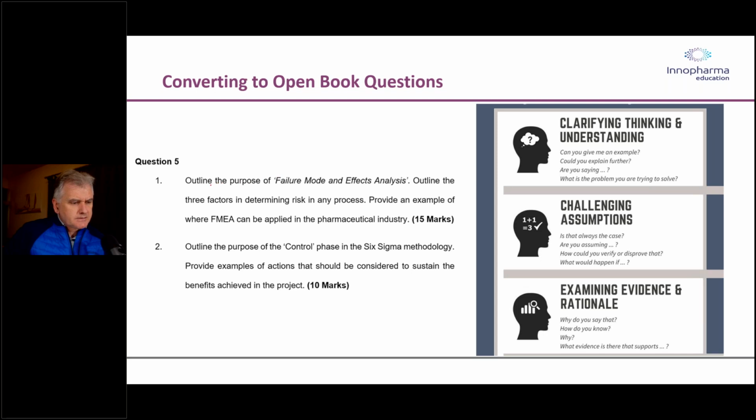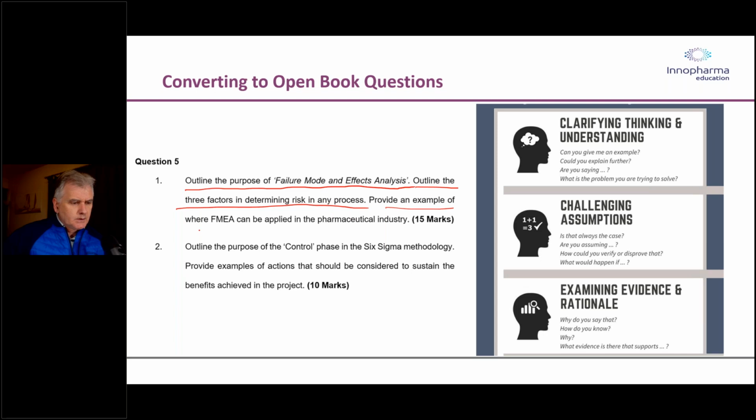So the purpose of failure mode effect analysis, you just Google that, right? So that's a very straight question. And outline the 3 factors in determining risk in any process. Again, that would be very straight around severity, probability, detectability. That's a very closed question. It's a very direct question. But the other one is a bit different.